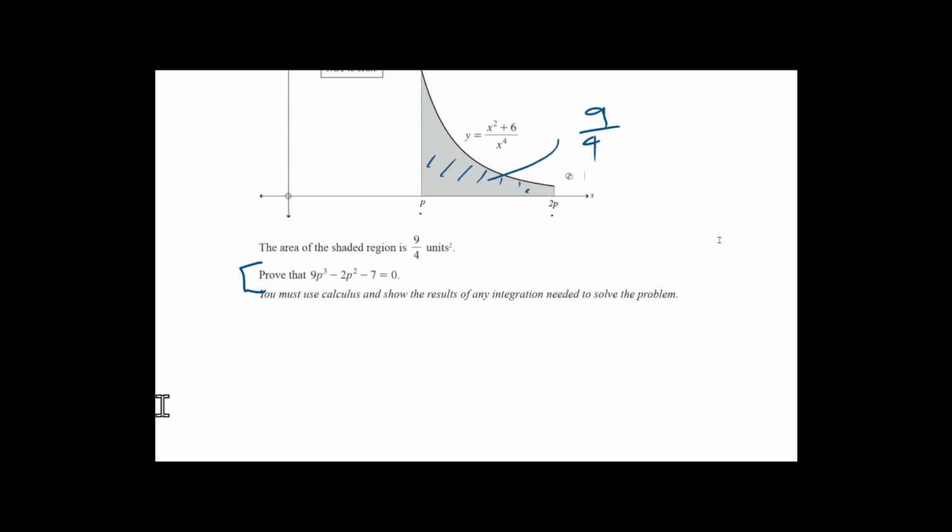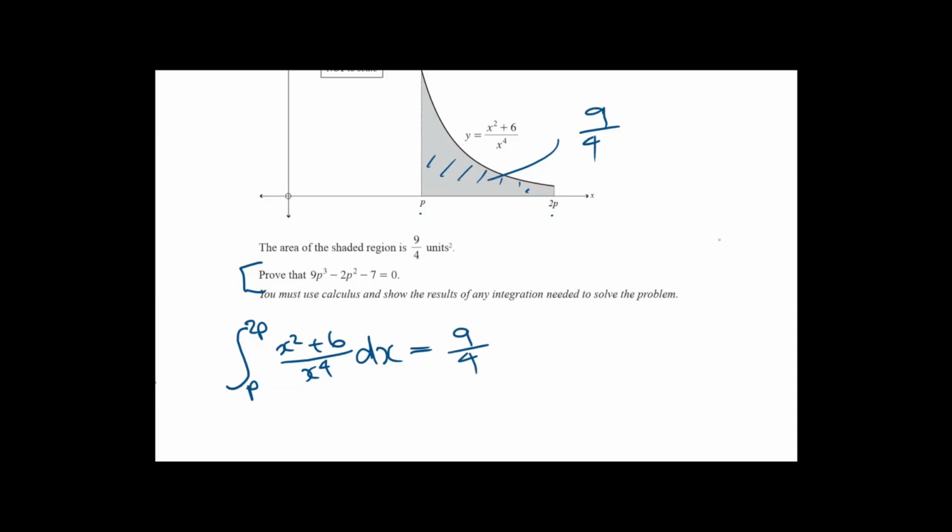All right, so let's set this up. The integral from p to 2p of x squared plus 6 over x to the power of 4 dx is going to be equal to 9 over 4.